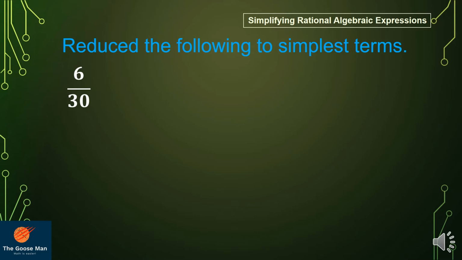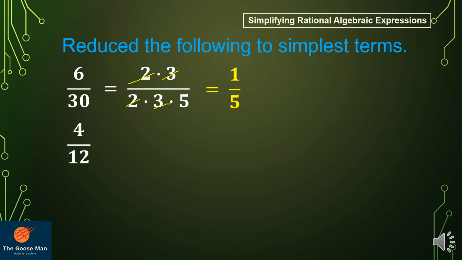Take note that 6 can be factored as 2 times 3, while 30 is 2 times 3 times 5. I can factor out 2 and 2 as well as 3 and 3. So therefore, the lowest term is 1 over 5. Next example: if I have 4 over 12, 4 can be factored as 2 times 2, while 12 is 2 times 2 times 3. I can factor out 2 and 2 and 2 and 2. So what we have here is 1 over 3.